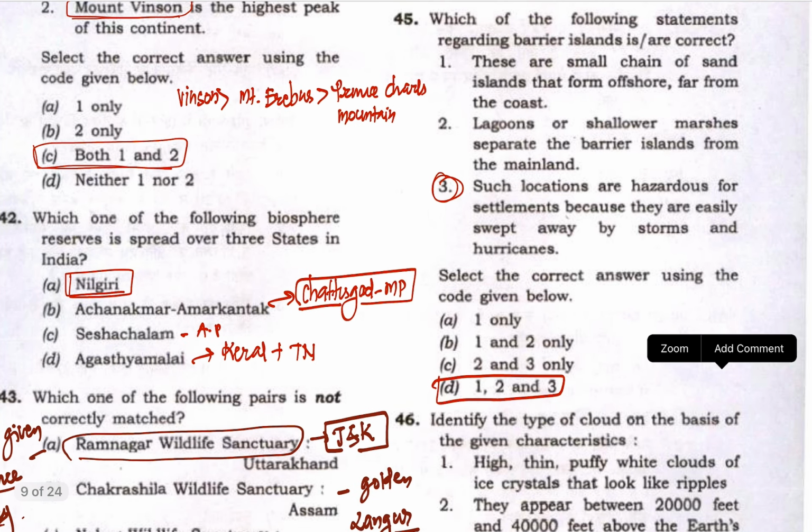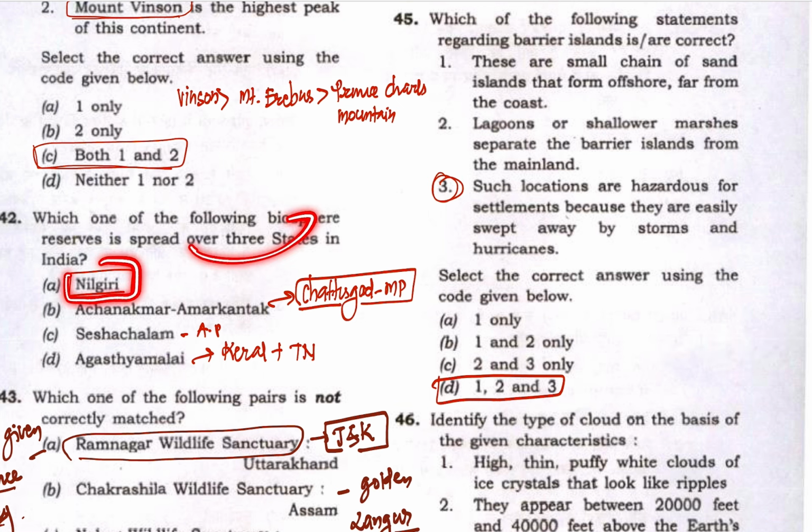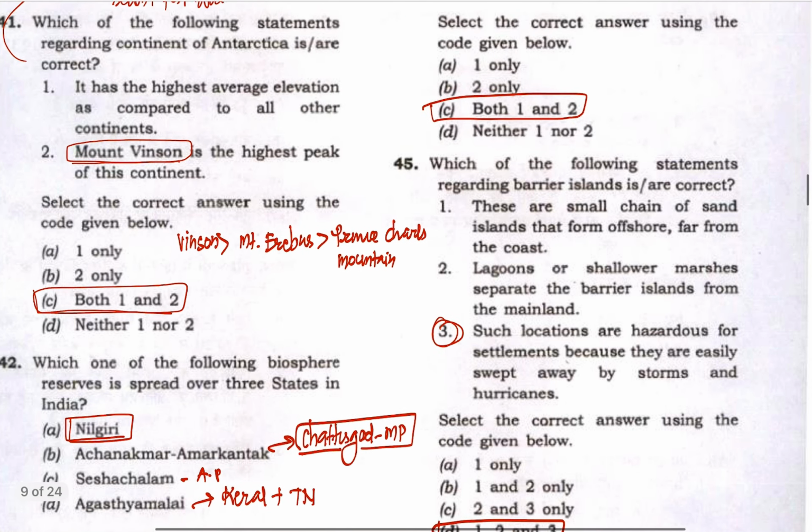Which of the following biosphere reserves is spread over 3 states? We know that Nilgiri is spread over 3 states. Achanakmar-Amarkantak is spread over 2 states, Chhattisgarh and MP. Then we have Seshachalam biosphere, which is in Andhra Pradesh, and Agasthyamalai, spread over Kerala and Tamil Nadu.